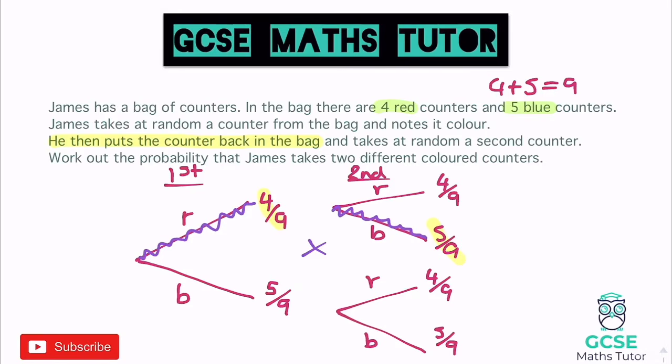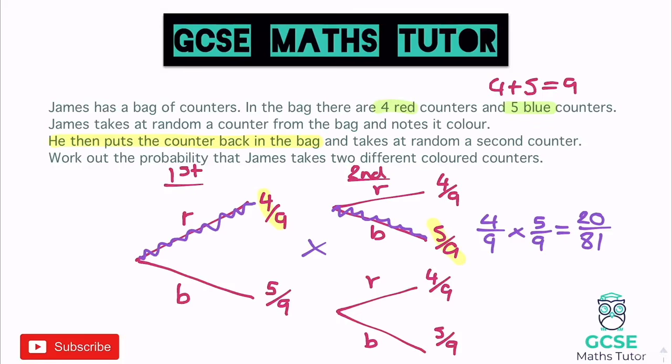So if we times them together, we've got 4/9, and we're going to times that by 5/9, and that's really nice and easy. Not to forget, when you're multiplying fractions, you multiply the top numbers, so 4 times 5 is 20, and 9 times 9 is 81. So the probability of getting a red and then a blue is 20 out of 81.